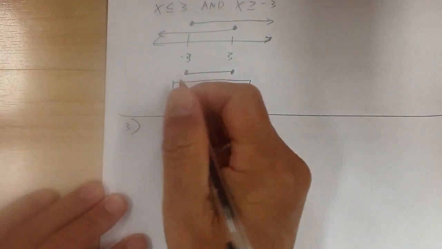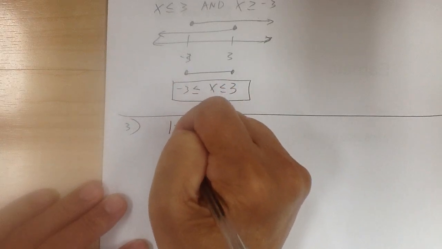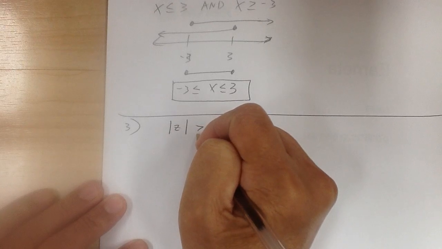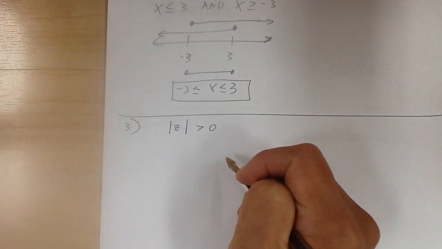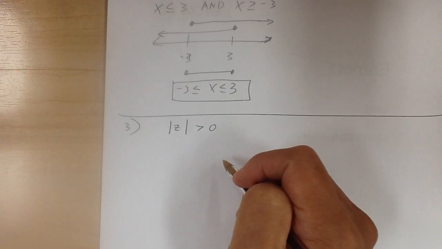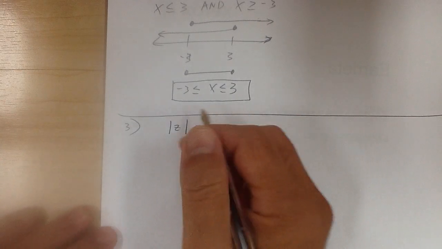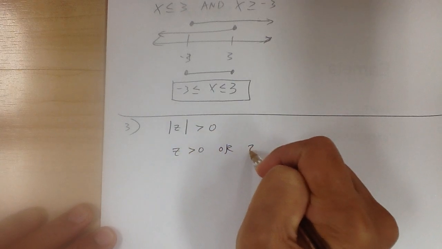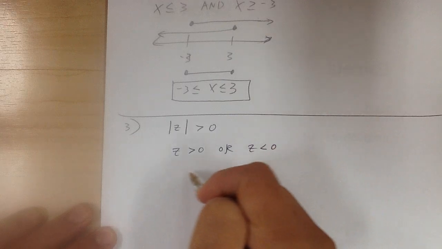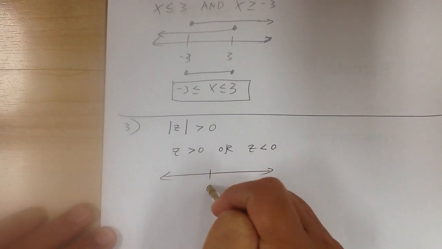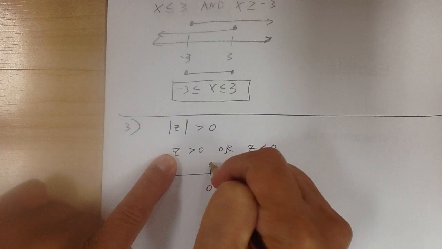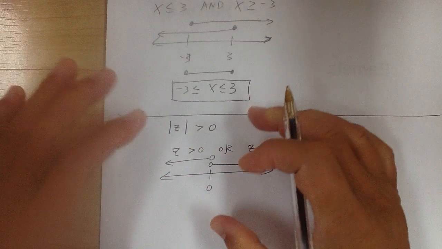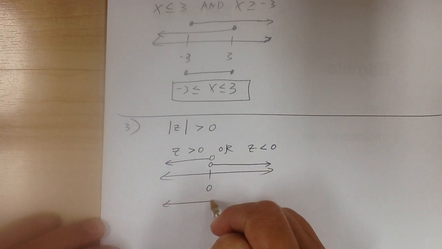Okay, number 3. Yep, absolute value of z is greater than 0. Okay. So in this case, again, you're going to have z is greater than 0 or z is less than 0. So if you graph that, here's your 0. Okay, so for this one, it's going to be this way. For this one, it's going to be this way. So when you combine everything together, you're going to get these.